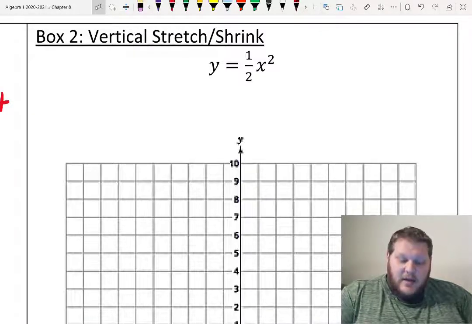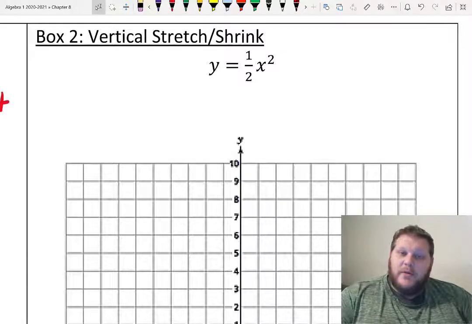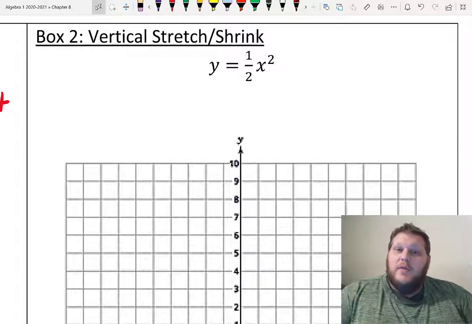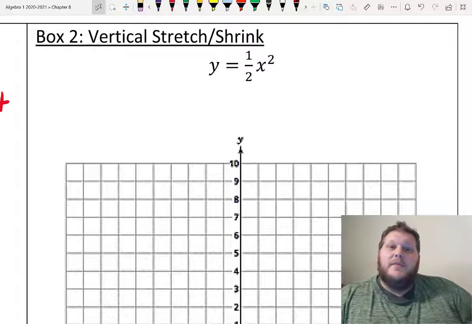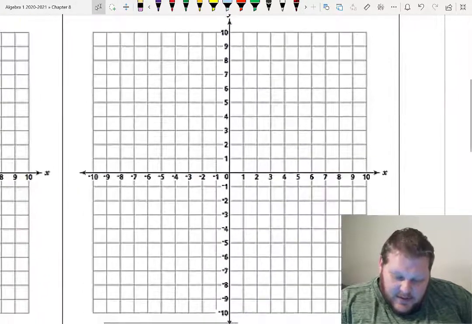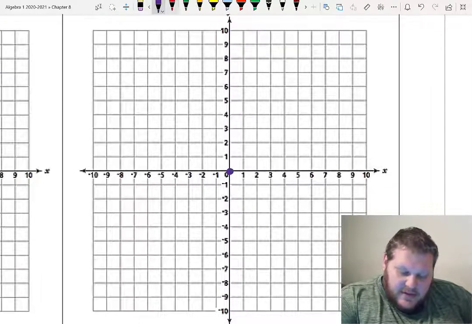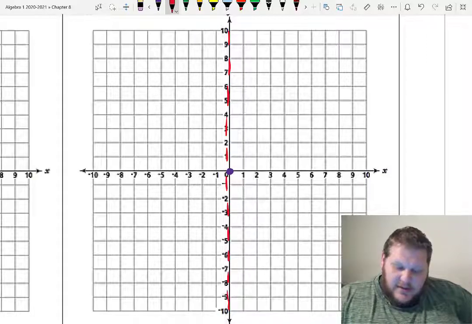So in this case, I've got a 1/2 out in front of my x squared term. So you could, if you wanted to, still just pick out some x values, plug them in, and then plot those points. But if we wanted to use my shortcut, I'm going to still start with my vertex and my AOS. So I haven't shifted around at all. My vertex still happens at 0, 0. My axis of symmetry, my AOS, is the vertical line through that point.